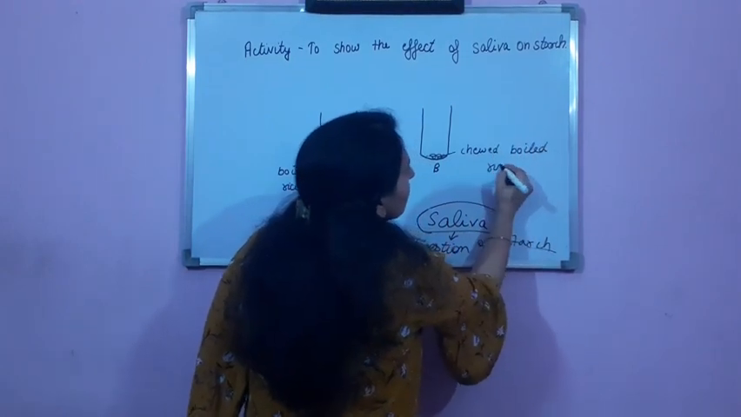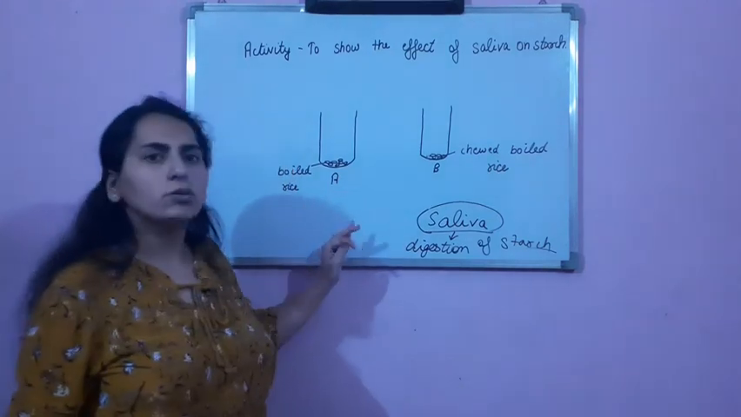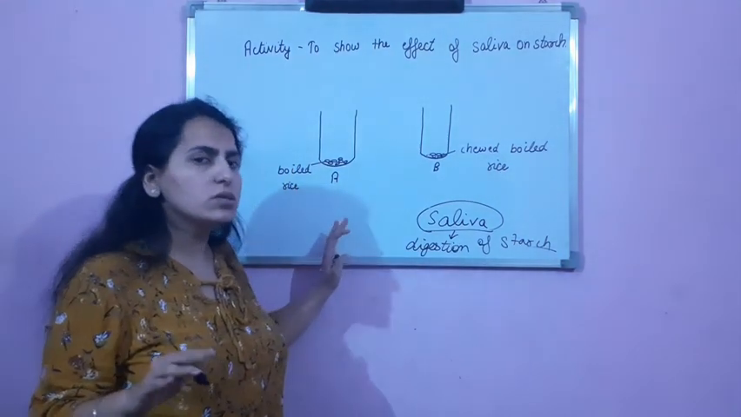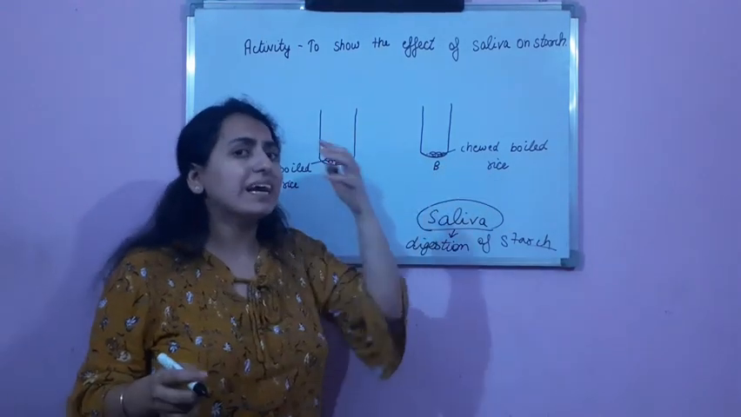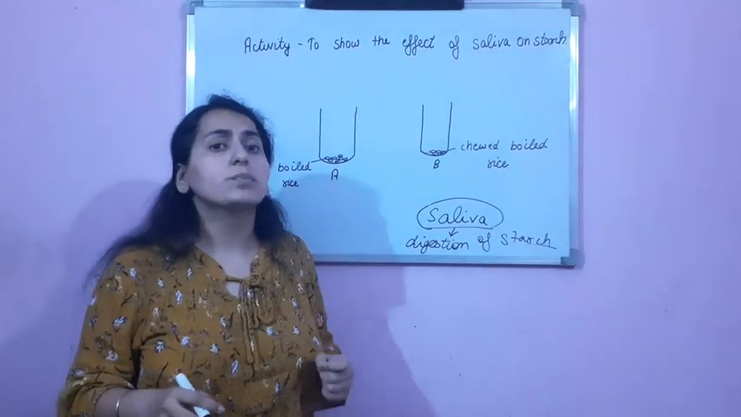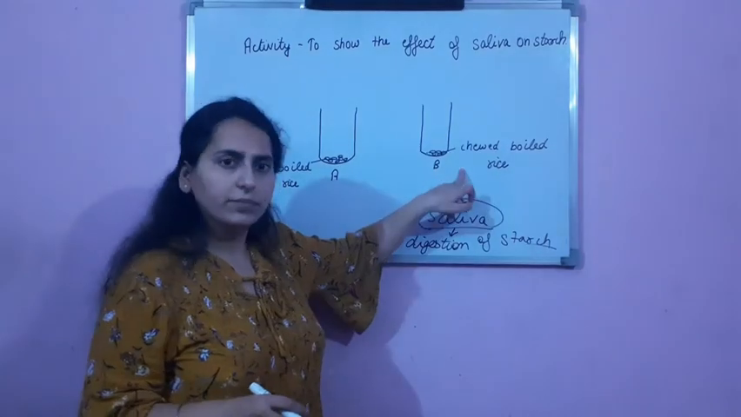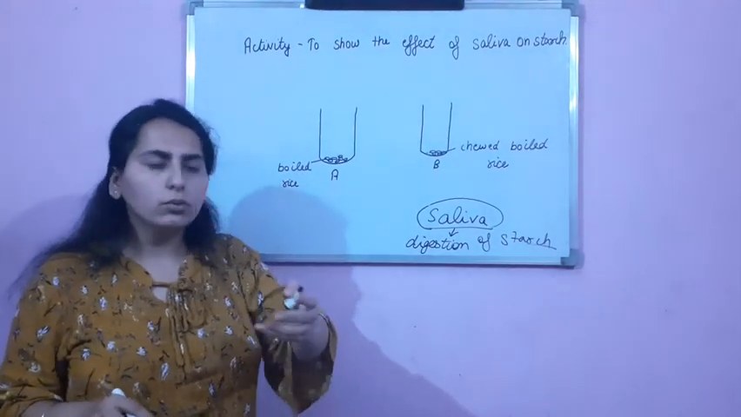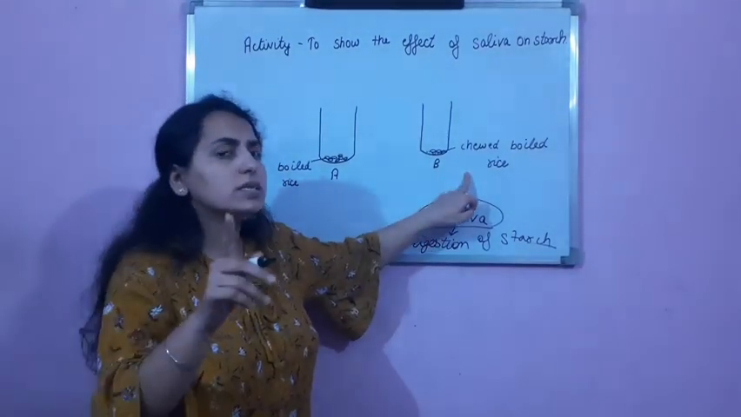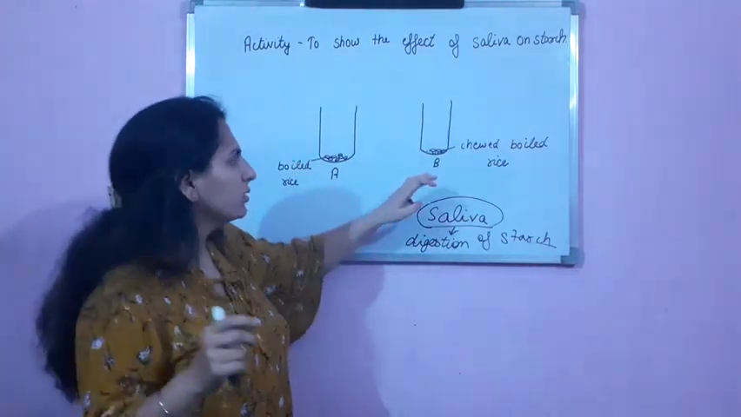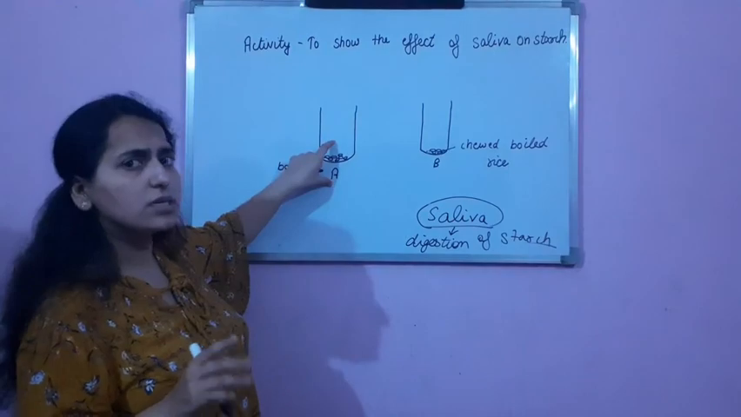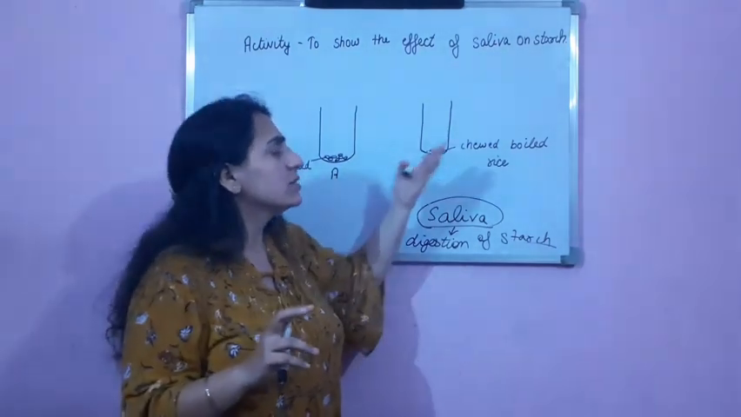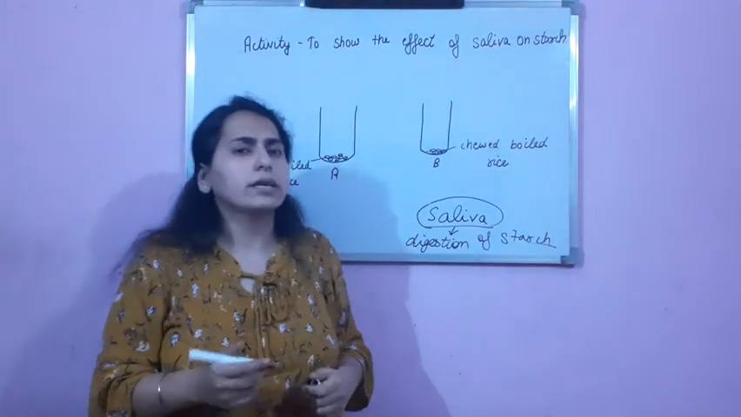So here is the difference. This is the test tube having only boiled rice, means there is no saliva obviously. And here we are having the chewed boiled rice. We had chewed it, so obviously it is mixed with the saliva. As I told you, saliva digests starch. So according to that, there must not be starch here, but starch must be present here, right? So we'll do this with the help of an activity.